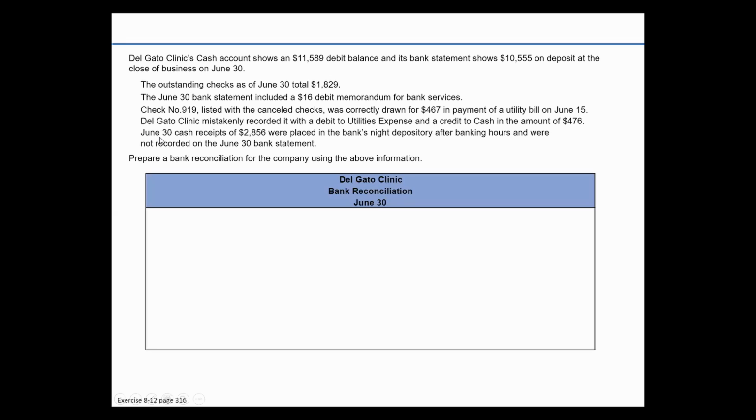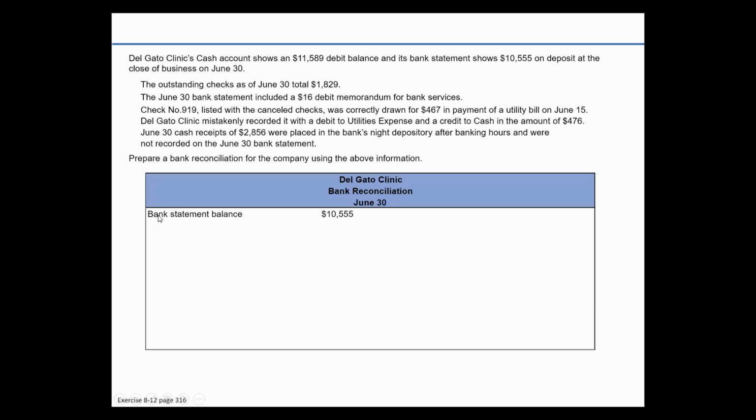And then on June the 30th, cash receipts of $2,856 were placed in the bank's night depository, and it was done after the bank had closed, and it wasn't recorded on the June 30th statement. It was picked up and processed the following day, so it isn't on the statement. And so we'll prepare the bank reconciliation using the information above that we discussed.